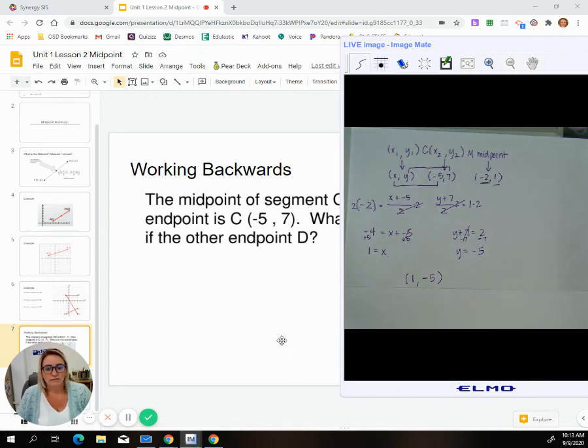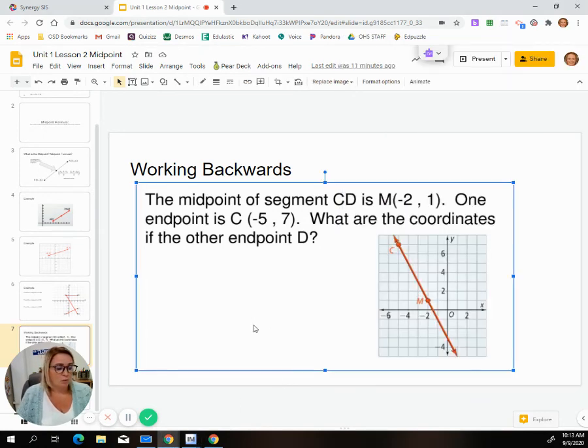Now, I know that's a more difficult concept, and we will probably build on that at some point. But for today, you're just going to have to really, really focus on finding the midpoint of segments.